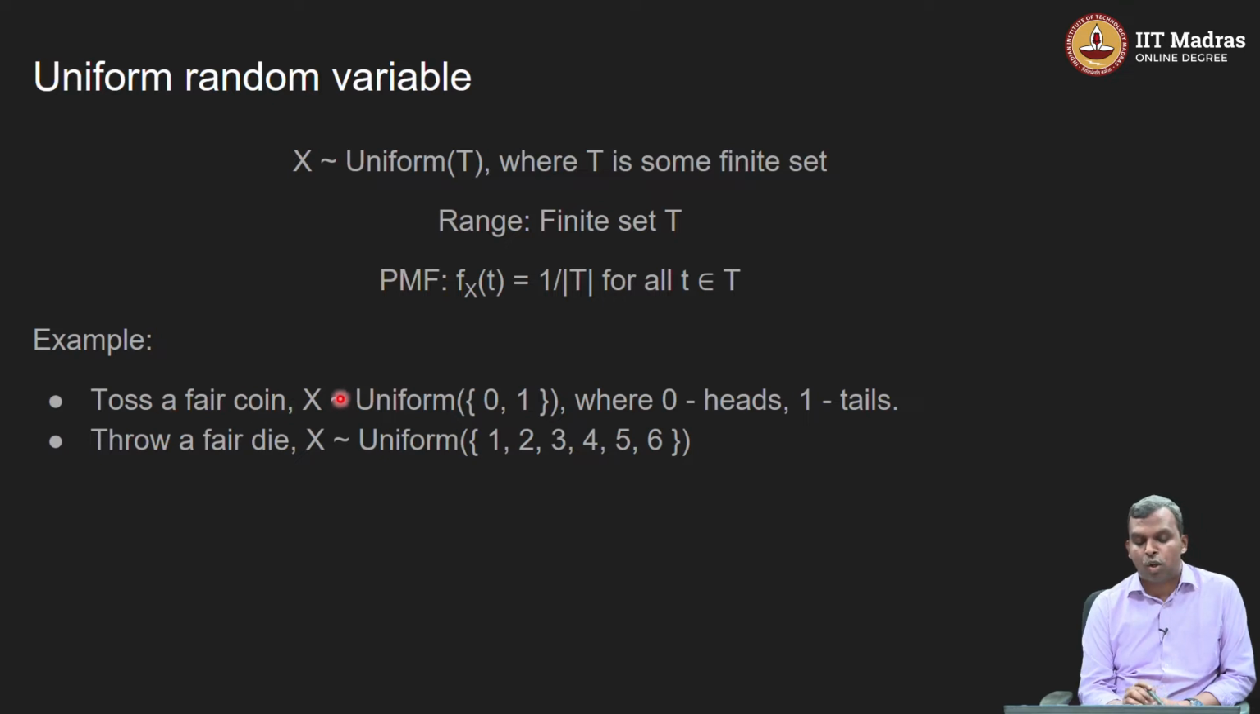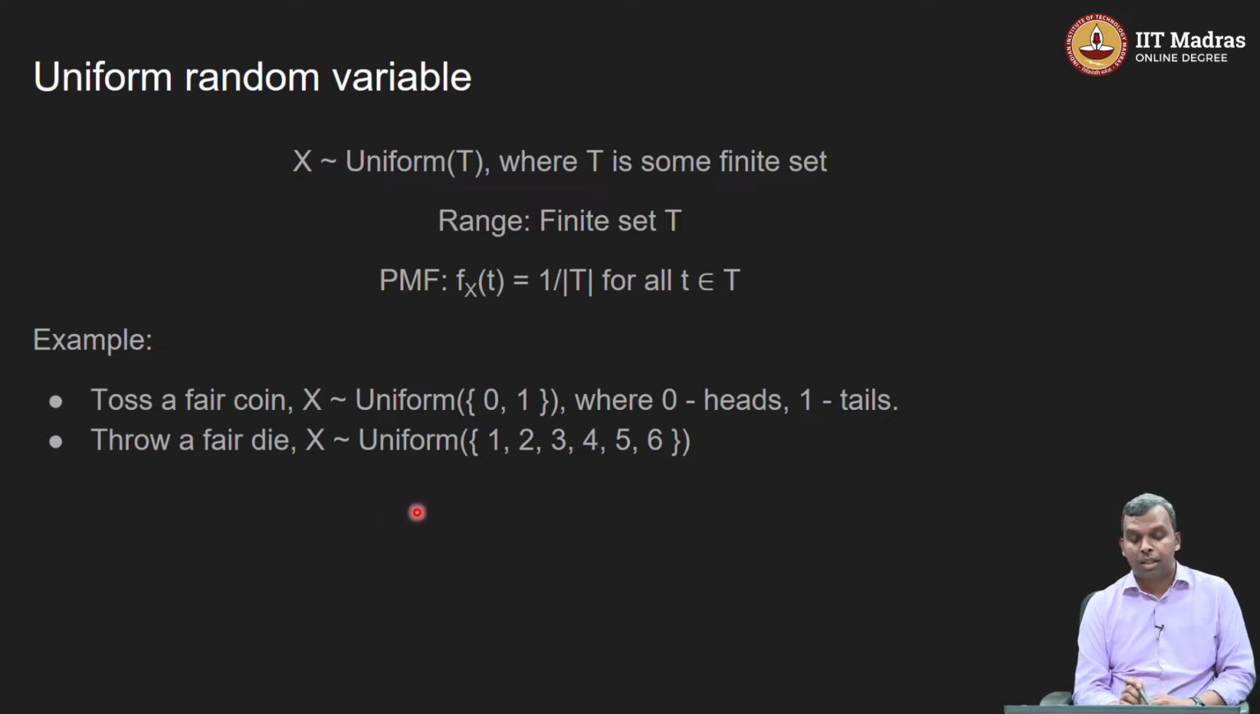Okay. So here are two examples. One is tossing a fair coin. Clearly X you can take as uniform 0, 1, where 0 I'm using to represent heads and 1 is for tails. And the next example is throwing a fair die where X would be uniform 1, 2, 3, 4, 5, 6. Now instead of 0, 1 or 1 through 6, I could have any other set here. As long as I say uniform, it's clear what that random variable is.